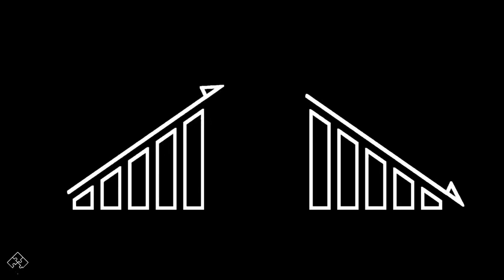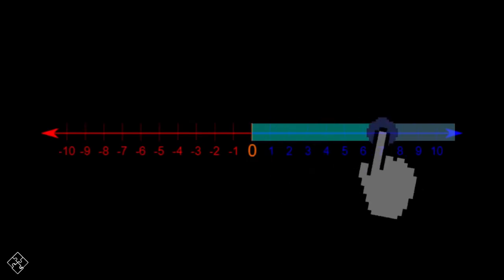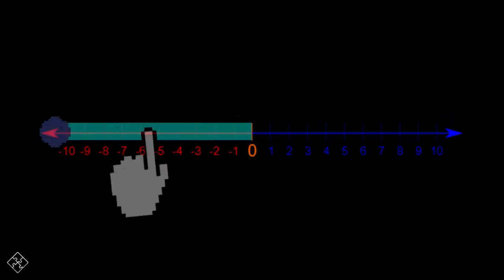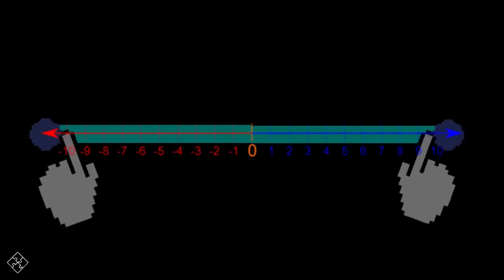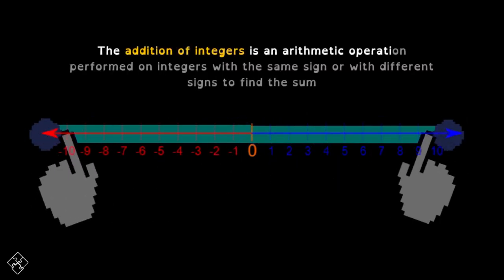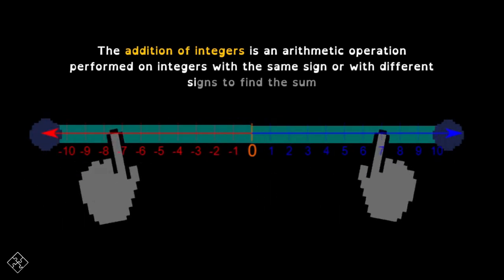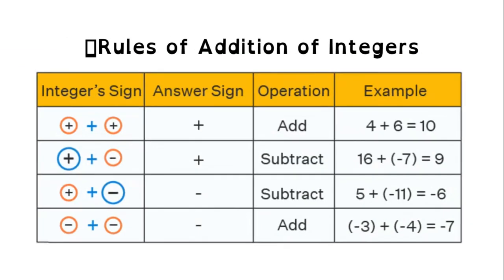Adding integers is the process of finding the sum of two or more integers. It may result in an increase or a decrease in value depending on whether the integers are positive or negative or a mixture. The addition of integers is an arithmetic operation performed on integers with the same sign or with different sign to find the sum. Let us learn more about adding integers in this video.